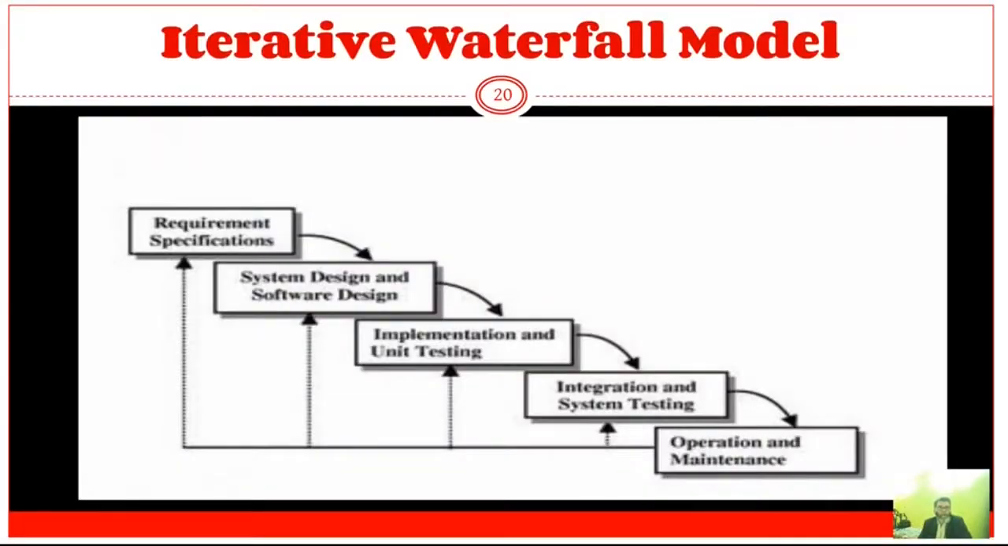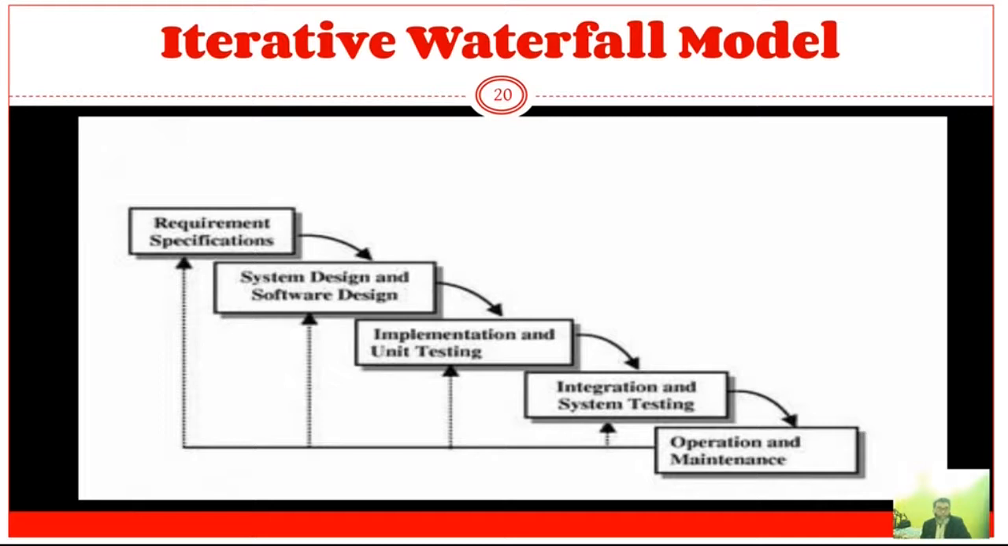The second model is the iterative waterfall model. It is the extension of the waterfall model. This model is almost the same as the waterfall model, except some modifications are made to improve the performance of the software development. The iterative waterfall model provides customers a feedback path from each phase to its previous phase.